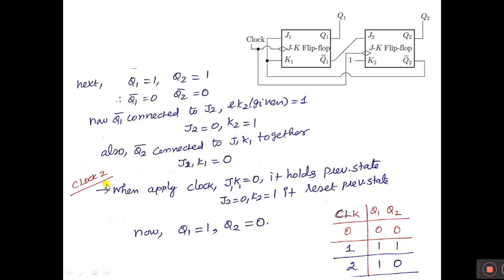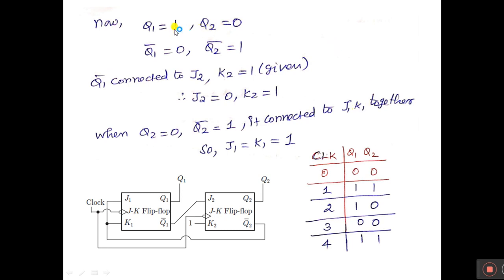Now I apply clock 2. As per the property of JK, if J1 K1 equals 0, it holds the previous state. So it holds the previous state, meaning 1 is already there, the same thing it holds. Next, J2 is 0, K2 is 1, which means it resets the previous value. So now Q2 becomes 0. After applying the second clock pulse, I am getting 1 0. Got it? Next.